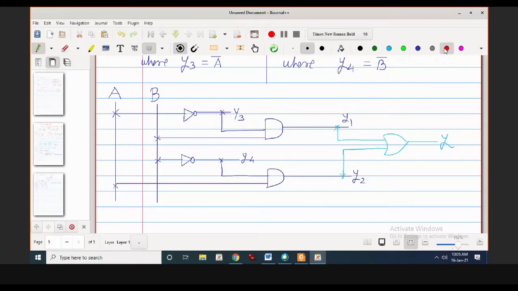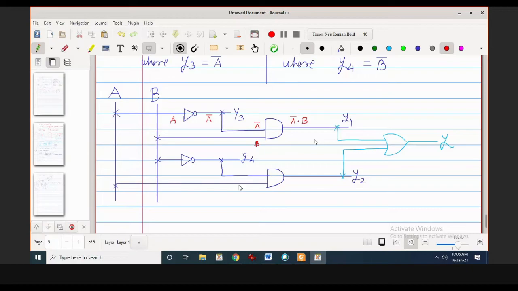So just see whether my circuit is proper or not. This is my input A, input B. So this A is going over here. That A is getting converted to A bar over here, right? Anybody can understand. It's not a big deal. This B is coming over here. This A bar is coming over here. So I got A bar into B, right?